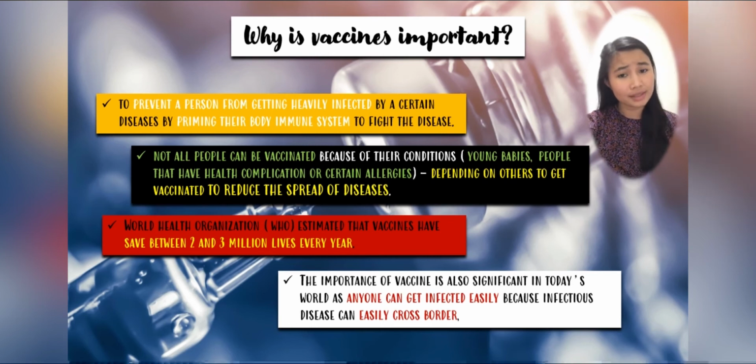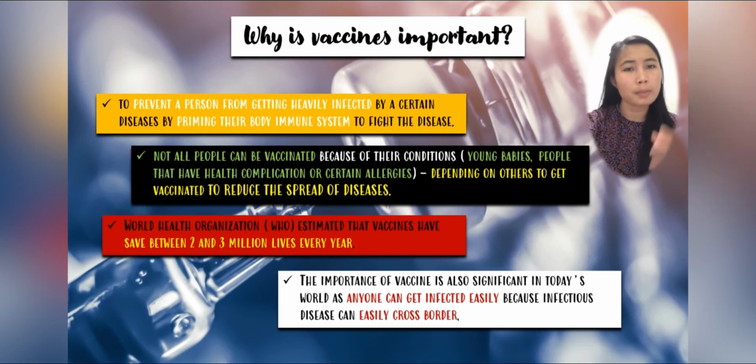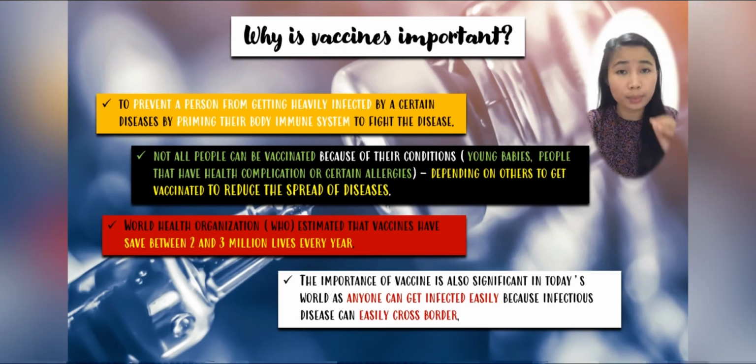Vaccines are important to prevent a person from getting heavily infected by a certain disease by priming or preparing the body's immune system to fight the disease. This is, again, by introducing the important information of a weakened or killed specific pathogen that causes an infectious disease into a person's body through vaccines.